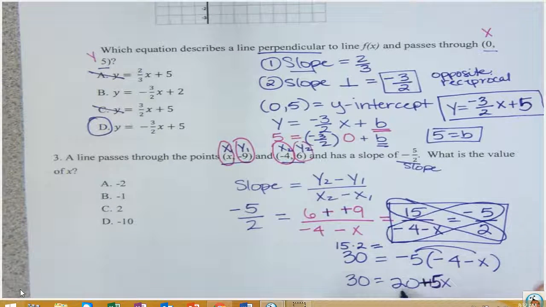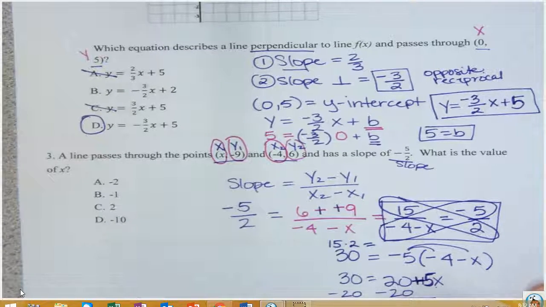Negative 5 times negative 4 gives you positive 20. Negative 5 times negative x gives you positive 5x. Then you solve for x. What is x? You have to subtract both sides by 20. 10 equals 5x. Divide both sides by 5.